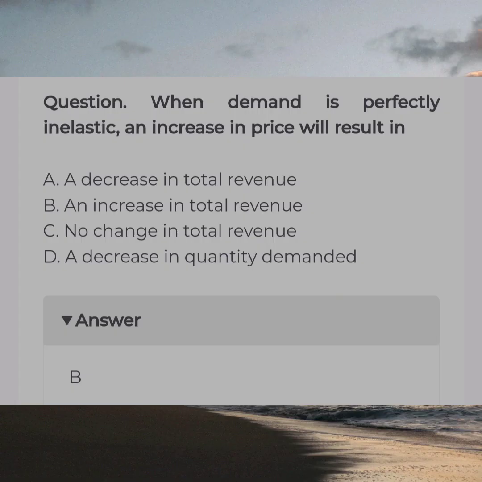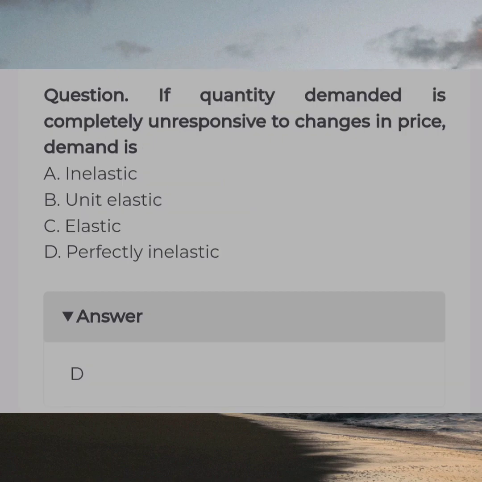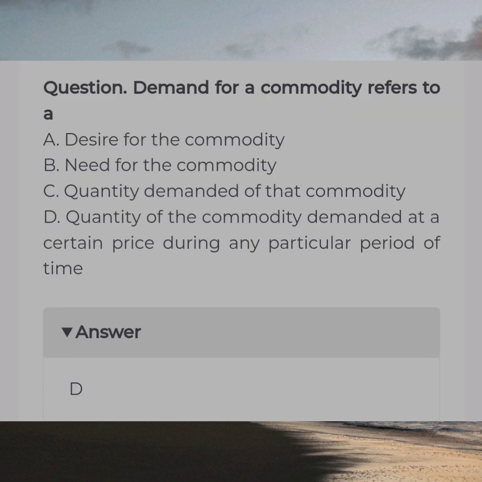When demand is perfectly inelastic, an increase in price will result in answer B, an increase in total revenue. If quantity demanded is completely unresponsive to change in price, demand is answer D, perfectly inelastic. Demand for a commodity refers to answer D, quantity of a commodity demanded at a certain price during any particular period of time.